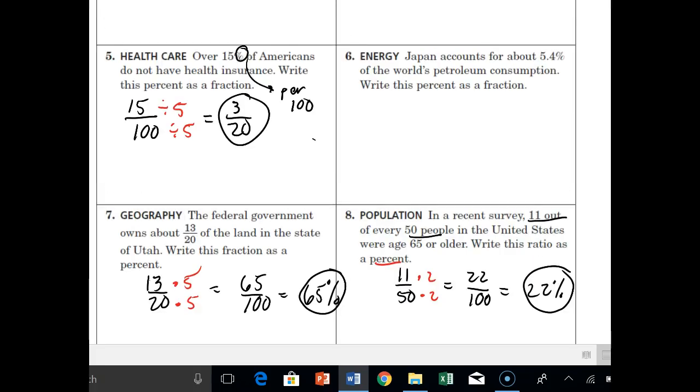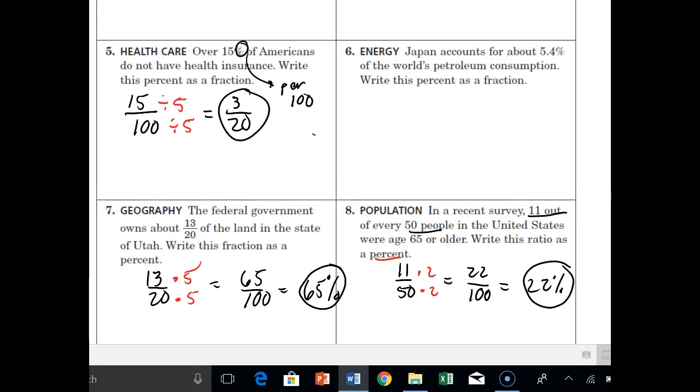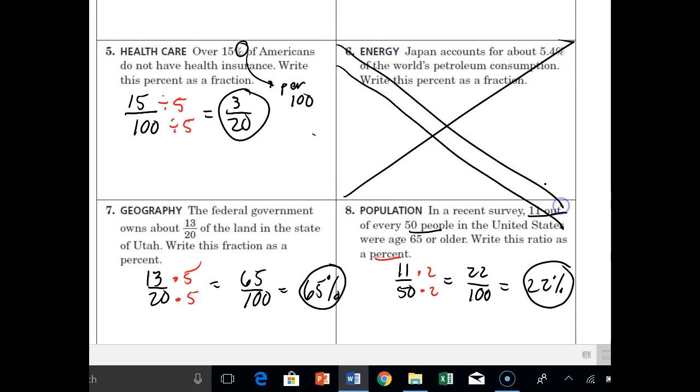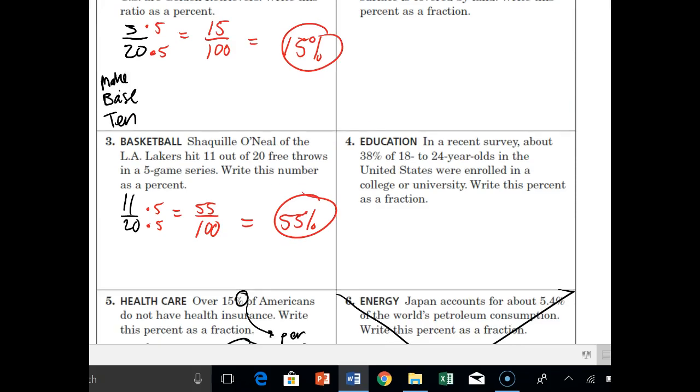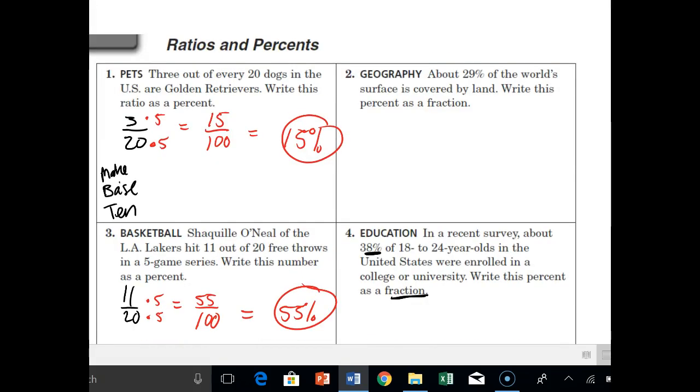All right. Number 6, I want you to skip. Don't even want you to do it. We got to talk about how to do a problem like that first. Number 4, you want to write it as a fraction, 38% as a fraction. And same thing on number 2, you want to write 29% as a fraction. Right? That's it. Call me if you have questions.